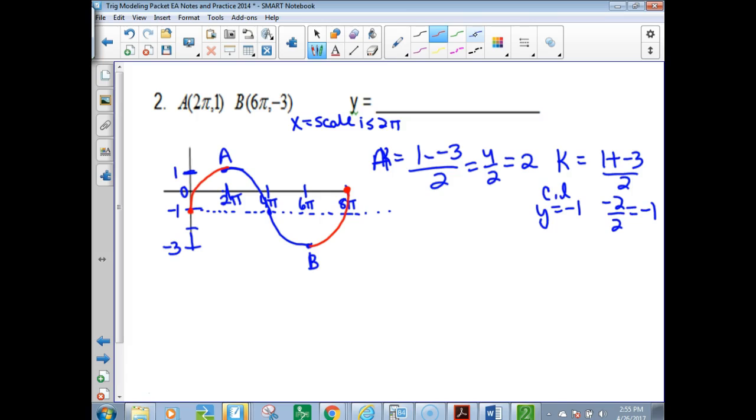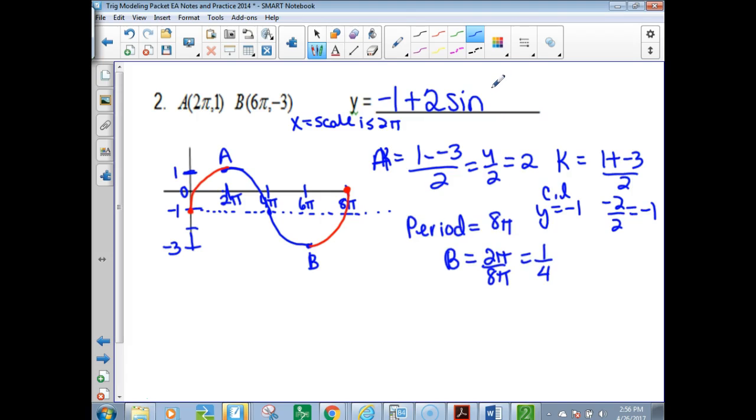All right, so our k value, if we want to put it first, I don't really care if you like doing that because that's what you're used to. It's fine with me. Or it can be at the back. Negative 1, the k value center line, plus amplitude was 2. This is a sine wave. And the b value was, we didn't figure that out yet. So the period here is what, guys? The period is 8 pi. Okay, so b is 2 pi divided by 8 pi, 1/4. You were right, Anthony. 1/4 x.